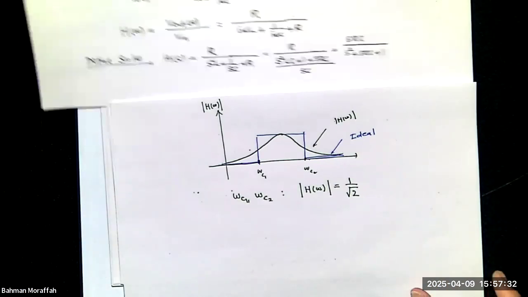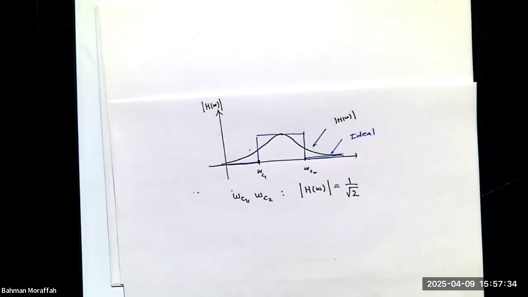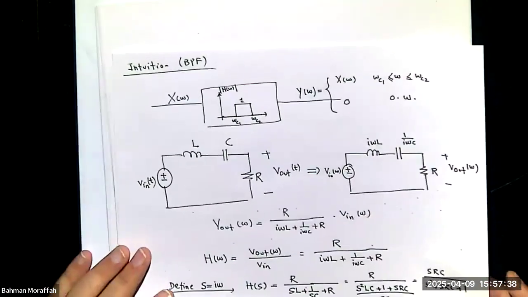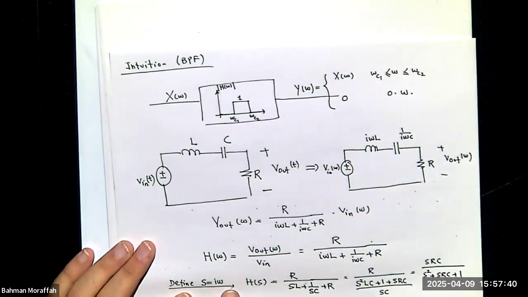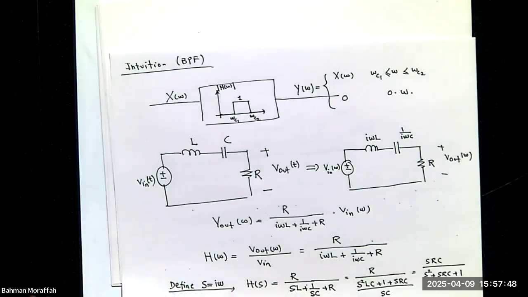Yes. What's your question? You said earlier you had H of S, but wouldn't it still be H of omega? No, I define S to be I omega. Yeah, but then you're just doing H of I omega. That makes sense. It is H of I omega. I guess that makes sense. But we're not writing I omega. Yeah, I was writing. Okay.